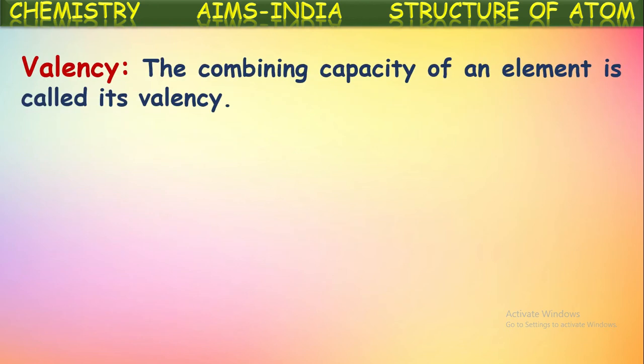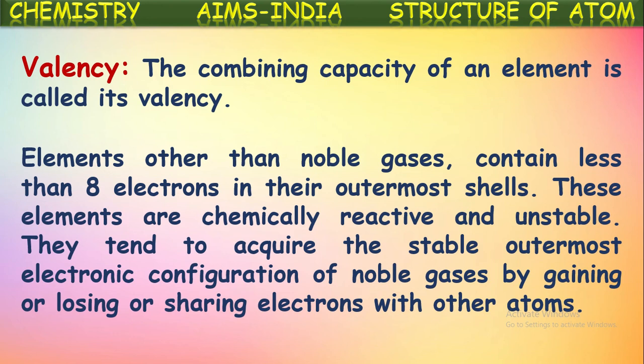Now, the valency. It is defined as the combining capacity of an element. The combining capacity of an element is called its valency. Let us understand this with the explanation. Elements other than noble gases contain less than 8 electrons in the outermost shell. Just now we told that atoms with 8 electrons in the outermost shell are more stable and they are called noble gases. Other than these, all remaining elements have less than 8 electrons in their outermost shell.